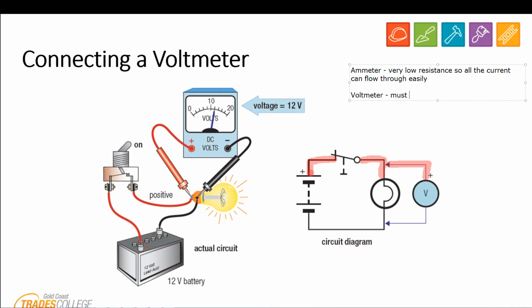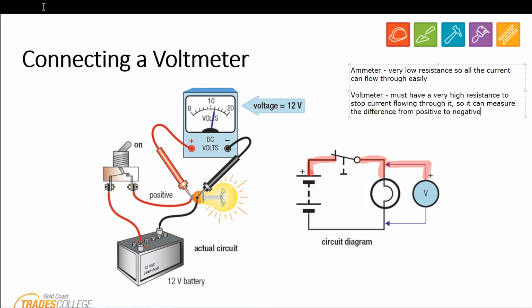It must have a very high resistance. We're measuring voltage, we're measuring the difference from one side to the other. We don't want any current to flow through our tester, all right? Because any current that does is going to affect the reading we get, all right? It must have a very high resistance to stop current flowing through it, so it can measure the difference. All right, hopefully that makes sense, okay?